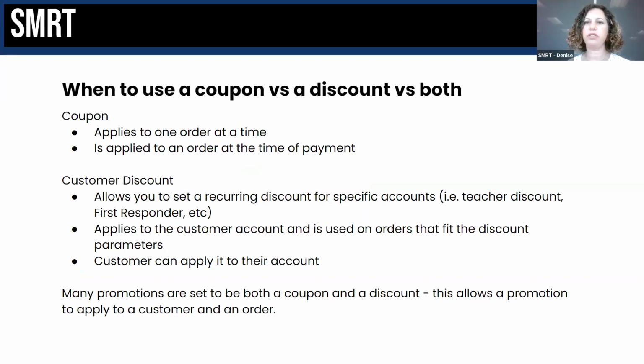So when would you use a coupon versus a discount, or when would you want both? So the coupon applies to one order at a time, and it's applied to an order at the time of payment. So it's really just a very narrow way of applying a discount. The customer discount is where you're going to set those recurring, ongoing discounts, and it applies to the customer account, and then it gets used on orders that fit your discount parameters. And it also allows you to give it to that customer and apply it. We'd like to have most promotions set to be both a coupon and a discount, and it just means that the promotion can apply to a customer and also an order.